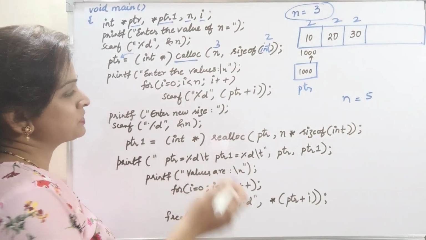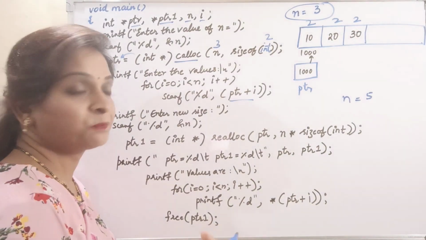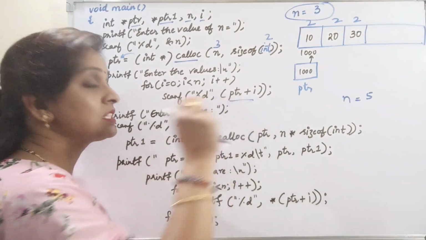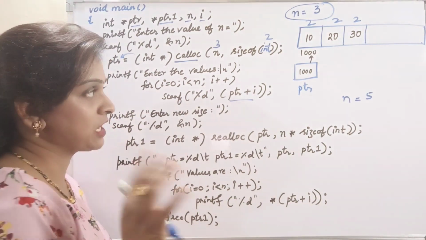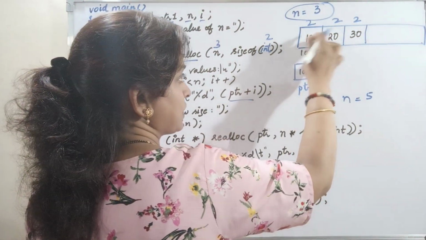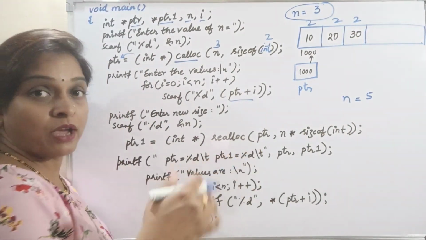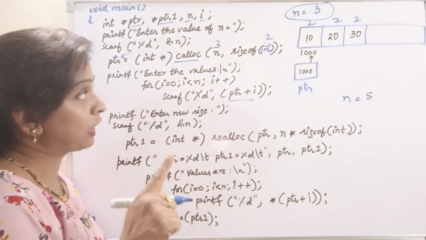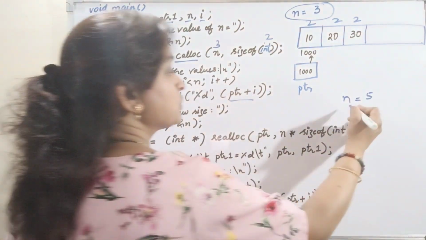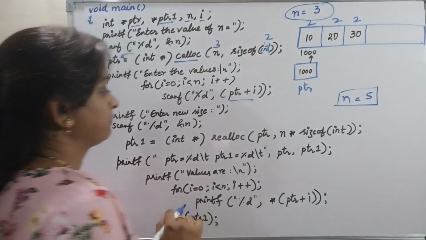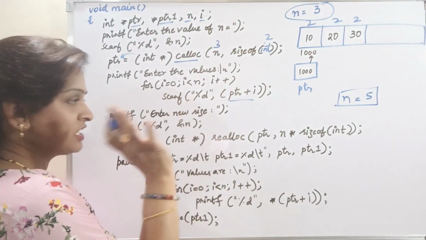I'll say enter the values as usual. We all know how this PTR plus i is going to work. If you have any confusion with this, please check out the previous video on calloc or malloc to understand this PTR plus i. So we will accept the values 10, 20, 30. Then let me enter a new size. So I am going to reallocate the memory. Calloc has already allocated the memory. Now realloc is reallocating the memory. So let me give the new size as 5. Now, as usual, enter new size, scanf, ampersand of n. So n is 5.